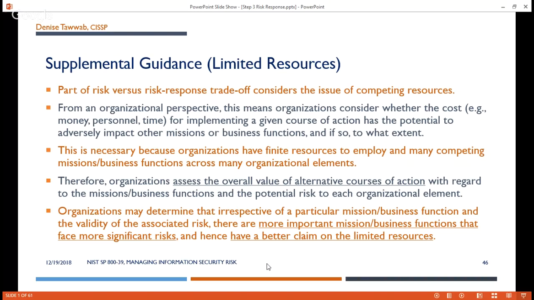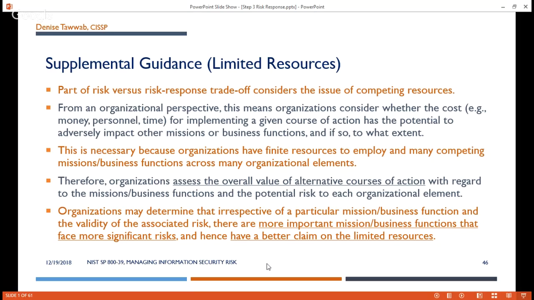Okay, limited resources. Part of risk versus risk response trade off considers the issue of competing resources. How many of us wish we had an unlimited budget? From an organizational perspective, this means that organizations consider whether the cost for implementing a given course of action has the potential to negatively impact other business functions, and if so, to what extent. And when we talk about cost, we're talking money, personnel, as well as time. This is necessary because organizations have finite resources to employ and many competing business functions across many organizational elements.